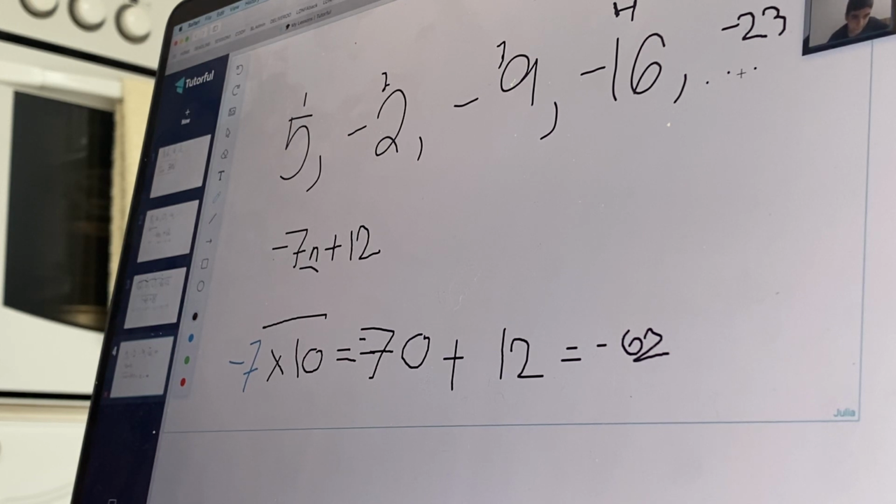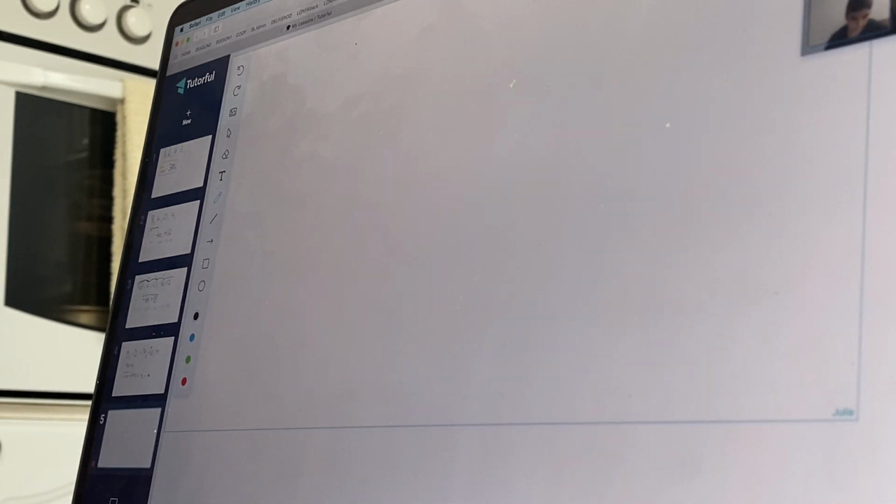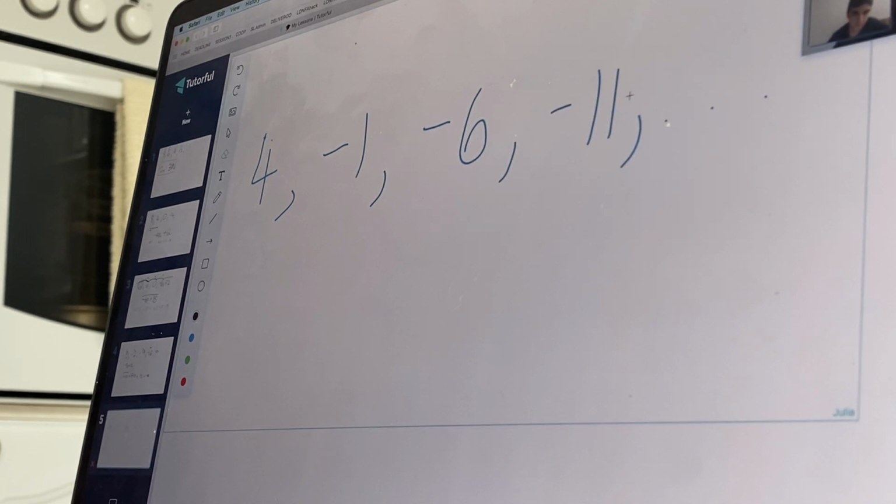Great. So we'll do maybe a couple more practice of these ones. But well done. I think we're getting the hang of that. Okay, let's do 4, minus 1, minus 6, minus 11. Okay, so let's start with the nth term, and then we'll have a look at finding different terms once we get the nth term. So we're going down 5 each time.